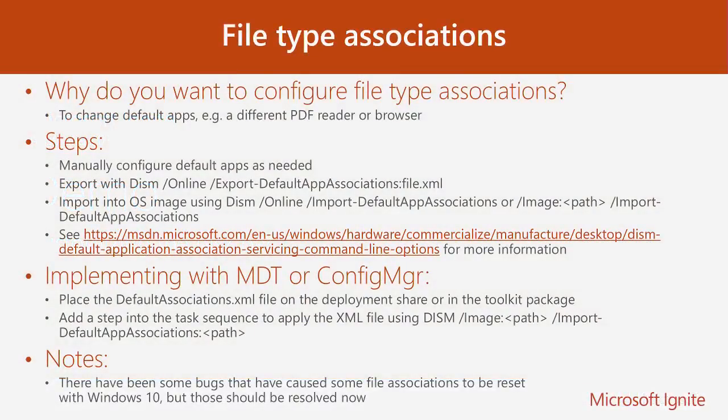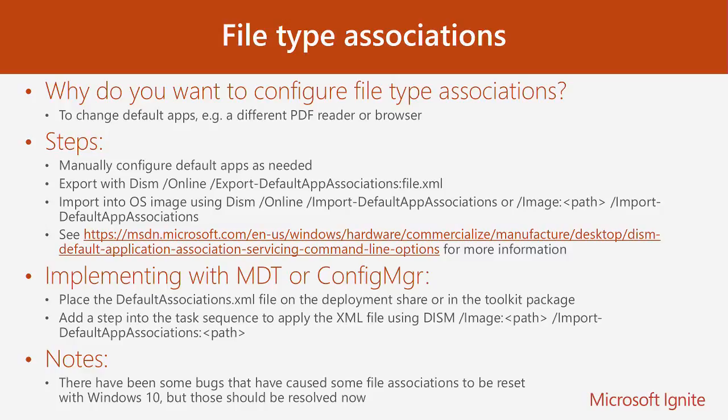So the next thing generally is configuring default apps. To configure default apps, we really want to be able to specify what applications are used for certain things. A good example is PDF. If you look at the default on Windows 10, the default PDF viewer is Edge. If you want that to be Adobe Reader, you have to reconfigure the defaults.